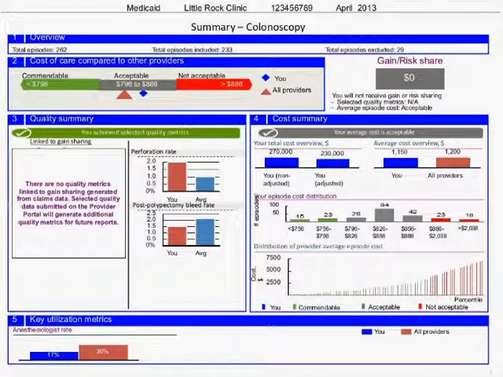The graph in the middle of the section shows you the cost distribution. In this example, the provider had 23 beneficiaries in the $756 through $796 cost range, which is in the commendable range. The provider also had 23 beneficiaries in the $886 through $2,038 cost range, which is in the non-acceptable range.